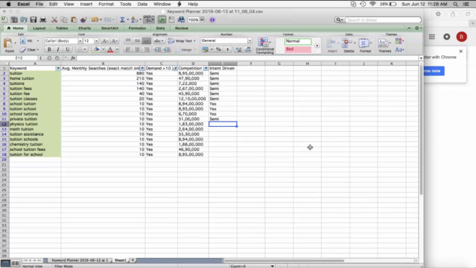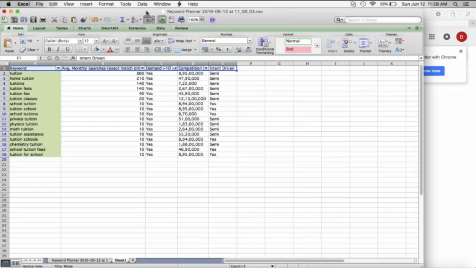So physics tuition is also a semi-intent driven keyword. Math tuition is also semi-intent for me. Tuition assistants could be semi-intent. Tuition schools, yes, it is intent driven for me. Chemistry tuition, semi-intent. School tuition fees, yes, this has conversion intent. Tuition for school, yes. All right.